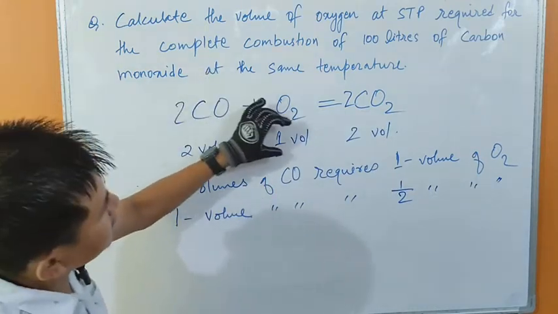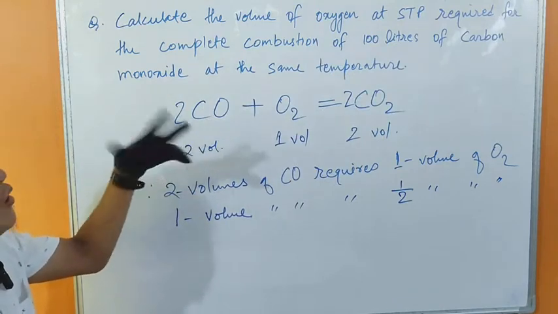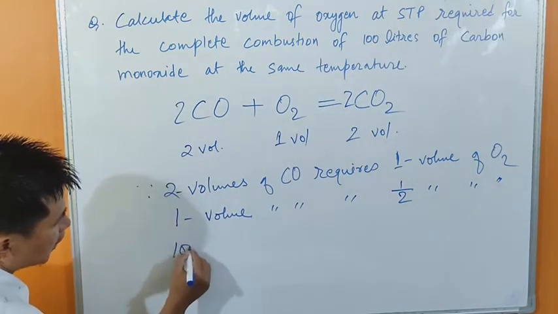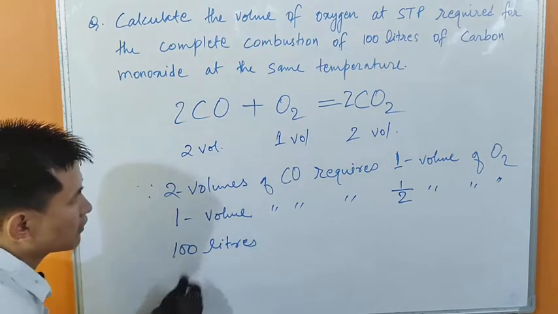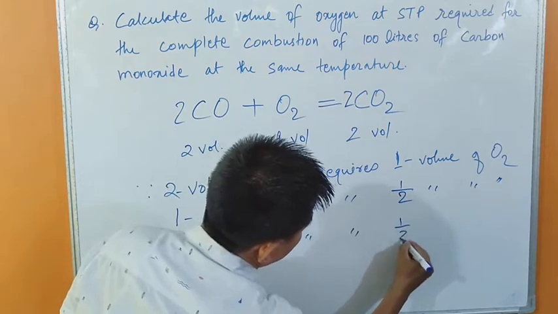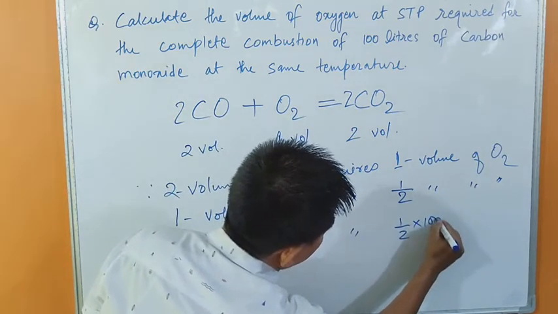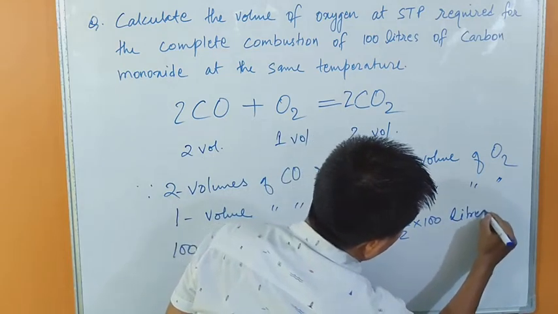So 100 liters of carbon monoxide require how much O2? Now the volume is 100 liters. 100 liters of CO requires 1 upon 2 into 100, isn't it? Volume or liters of O2.